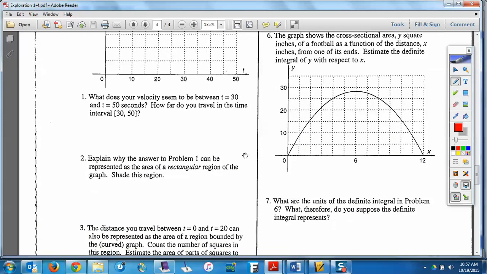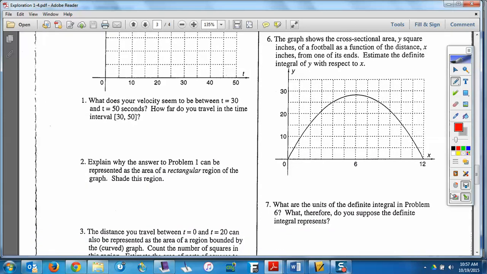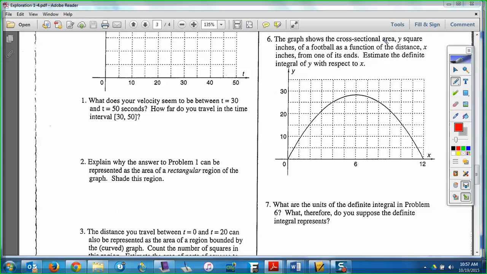So just to give you a little glimpse of that then, let's do this last one. This graph shows the cross-sectional area, y square inches. So this is square inches over here. This is the cross-sectional area of a football as a function of the distance from one of its ends in inches. Estimate the definite integral of y with respect to x. In other words, they want us to find this area.